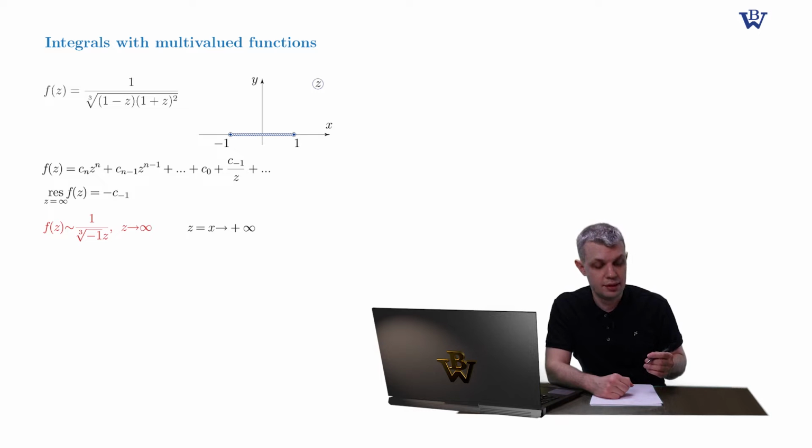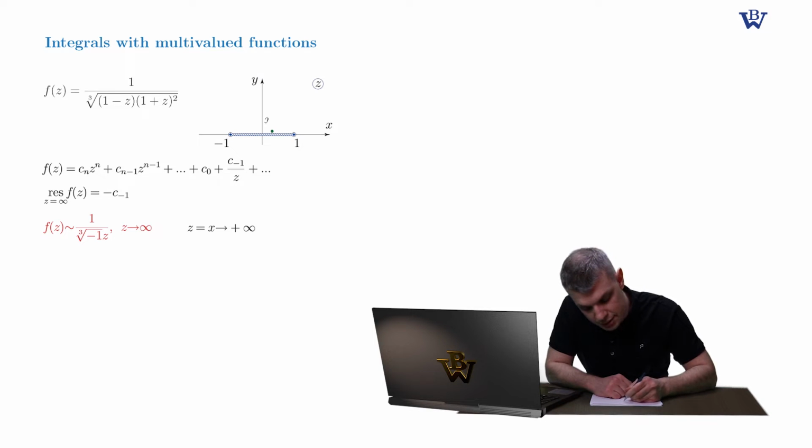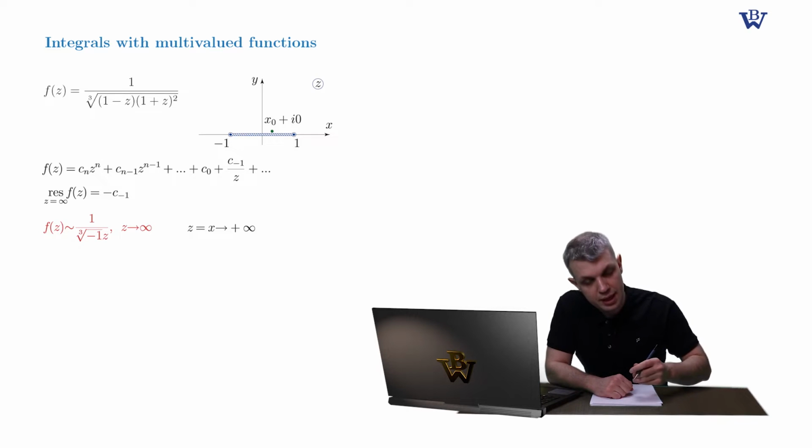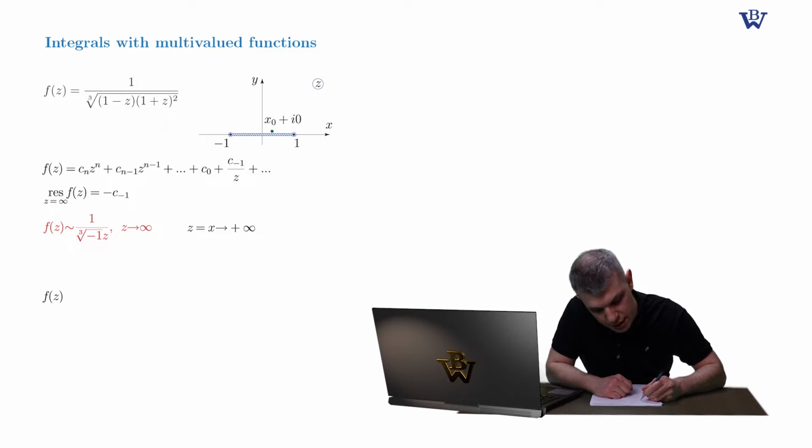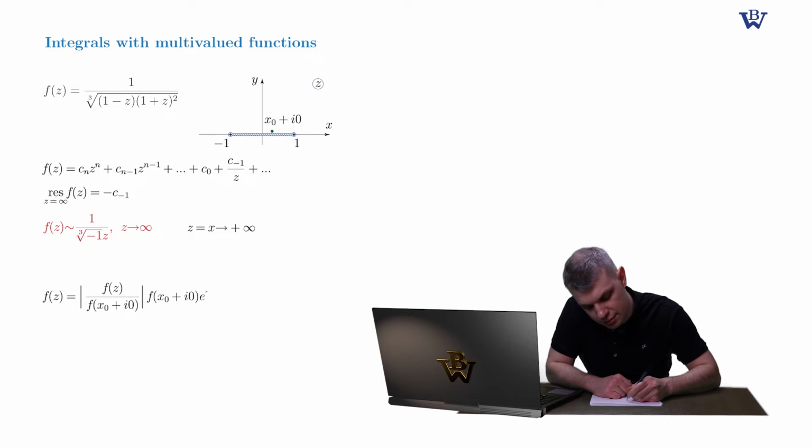As you clearly see, the number under the cubic root for large positive values of z becomes negative, so we have to interpret it correctly. And so we use the same technique. We pick some x0 reference point on the upper bank of our branch cut and write down the standard formula for the regular branch: f of z equals the modulus of the ratio of f of z and f of x0 plus i0, times f of x0 plus i0, times e to the i delta argument of f.